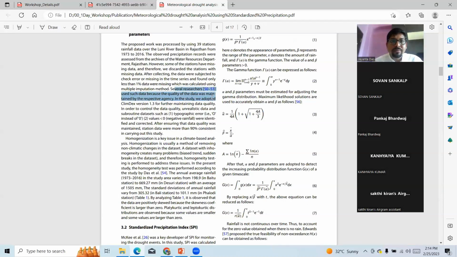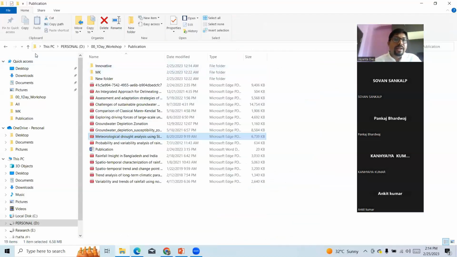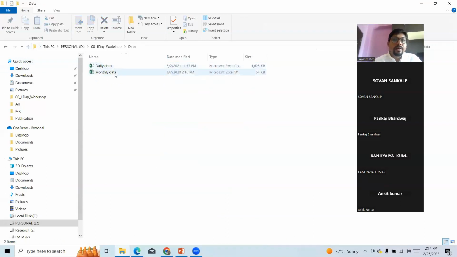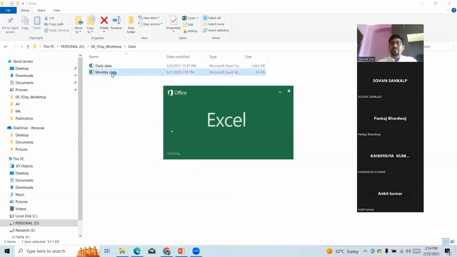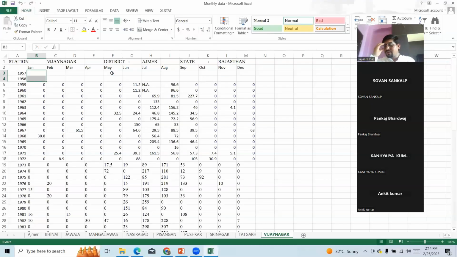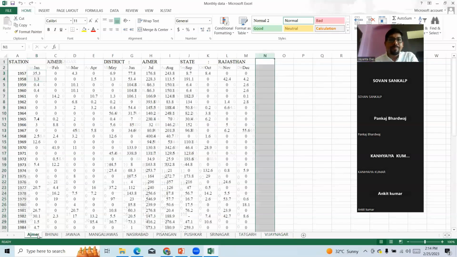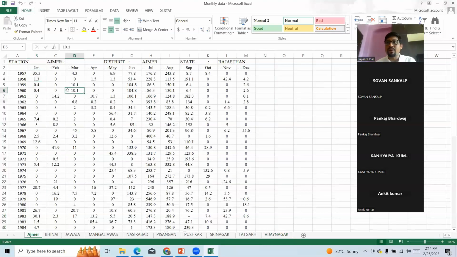Quality of the data. We should maintain the quality of our data. Okay. Now here I have some monthly data. I have collected this monthly data from the Government of Rajasthan website, Water Resource Portal website. Okay, is it visible? Now see, we have to check first if everything is okay or not. I'll use this data. Okay, some question is in the chat box.